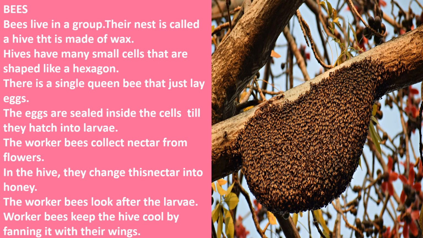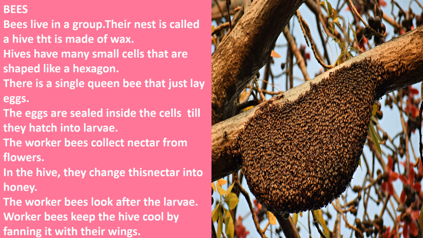Bees. The other social insect is bees. Bees live in a group. Their nest is called a hive that is made of wax. Hives have many small cells that are shaped like a hexagon. There is a single queen bee that just lays eggs. The eggs are sealed inside the cells till they hatch into larvae.